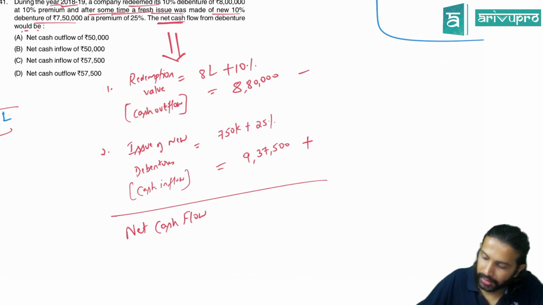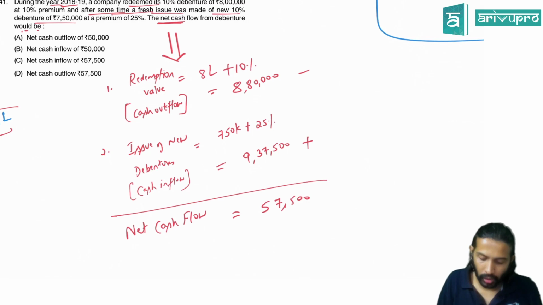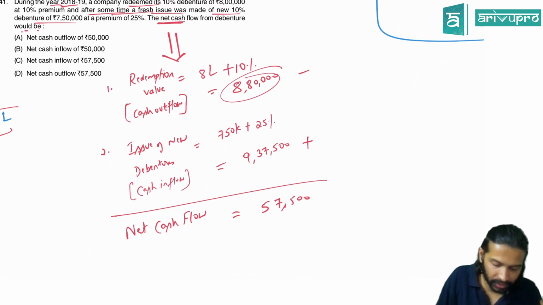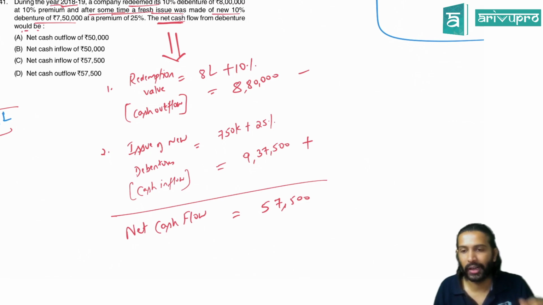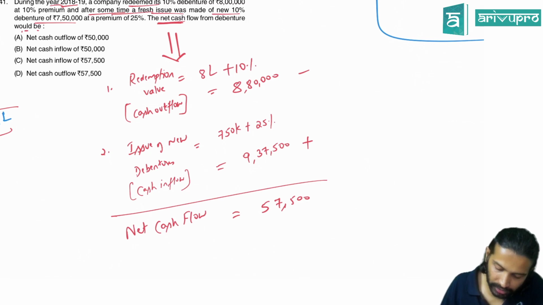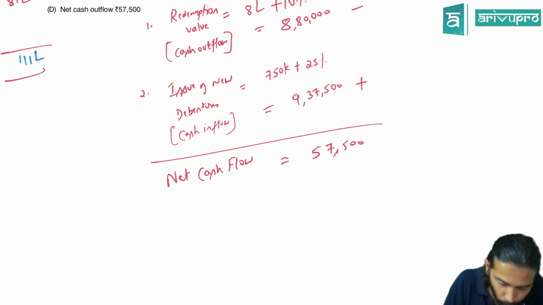So 9,37,500 minus 8,80,000, you do. You're getting how much? 57,500. Meaning on one hand the company received 937, on another hand they're paying 880. That means net inflow is only 57,500. That's what they asked, net cash. So is this net cash inflow or outflow? This is net cash inflow.